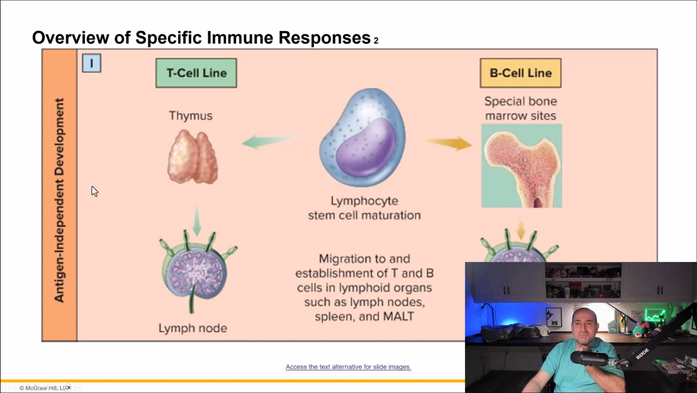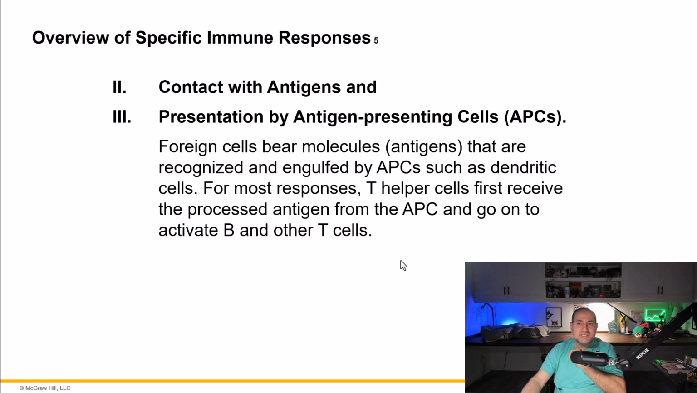And again, do you remember B cells and T cells come from the bone marrow, but the B cells mature in the bone marrow while the T cells mature in the thymus. And then after that, they migrate to lymph nodes and things like this. And then do you recall the antigen presenting cells? These are the B cells, the macrophages, and the dendritic cells.